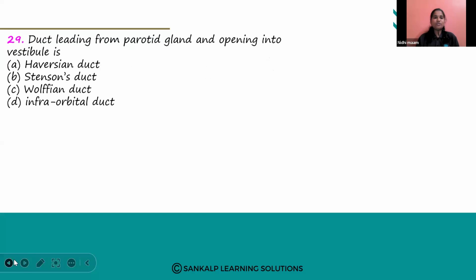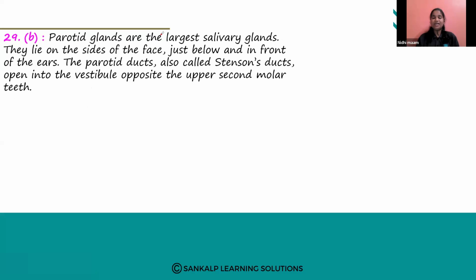The right answer is option number B, Stenson's duct. What is Stenson's duct? Parotid glands are the largest salivary glands. They lie on the sides of the face just below and in front of the ears. The parotid ducts are also called as Stenson's duct. Okay, this opens into the vestibule opposite to upper second molar teeth. Remember, it is Stenson's duct.